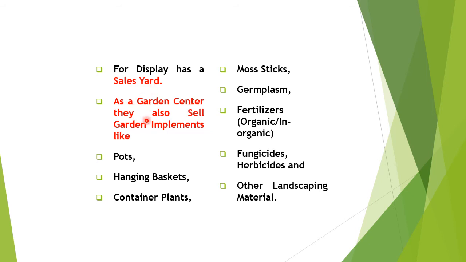As a garden center, they also sell garden implements like pots, hanging baskets, container plants, moss sticks, germplasm, that's seeds, fertilizers, organic and inorganic, fungicides, herbicides, and other landscaping material. That means they have a sales yard and they also sell these implements to the customers.